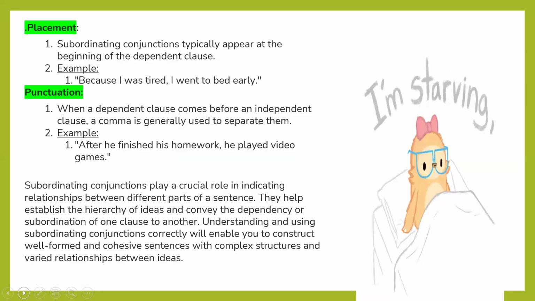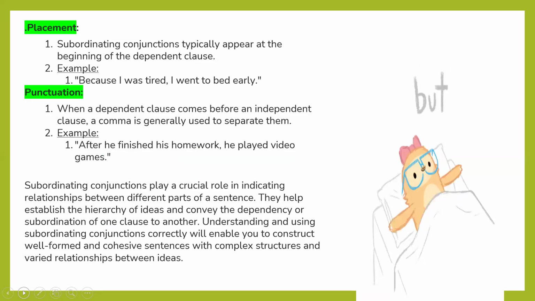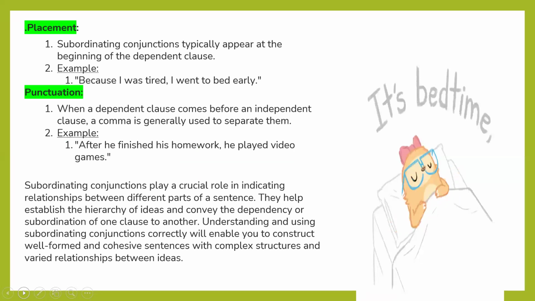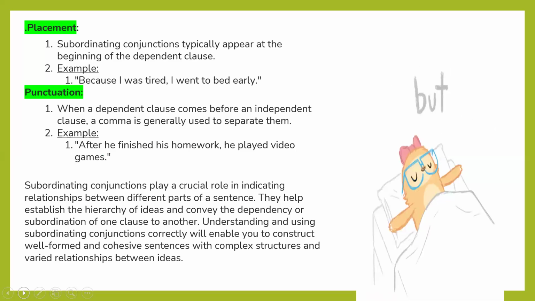So a subordinating conjunction plays a very important role. It plays a crucial role in indicating the relationship between different parts of a sentence. It maintains the hierarchy of ideas. It gives the dependency or subordination of one clause to another, how the dependent clause is totally dependent on the principal clause. It gives correct information about how to make cohesive, well-formed sentences. So cohesive means meaningful, grammatically correct sentences.